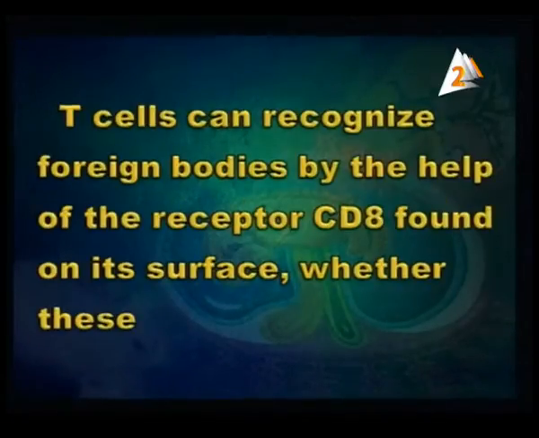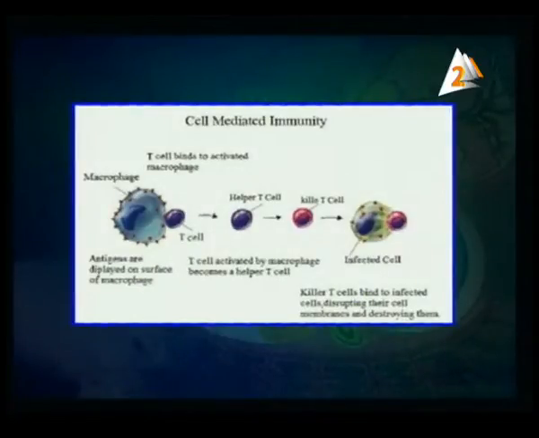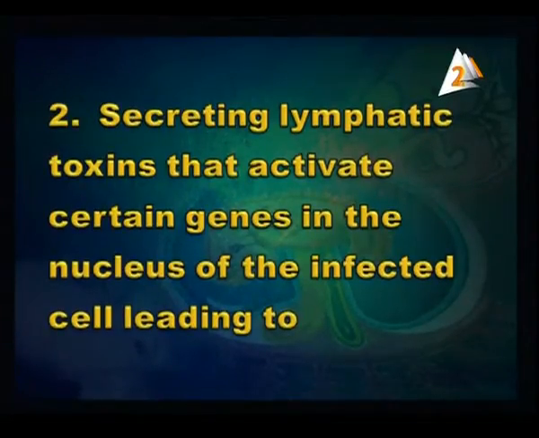T cells can recognize foreign bodies with the help of the receptor CD8 found on their surface, whether these foreign bodies are transplanted tissue, the antigens of microbes that enter the body, or cancer cells, and destroy them by the following: secreting a specific protein called perforin, and secreting lymphatic toxins that activate certain genes in the nucleus of the infected cells, leading to the destruction of the nucleus and its death.